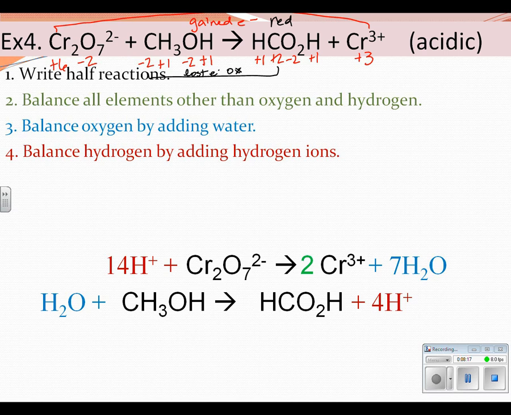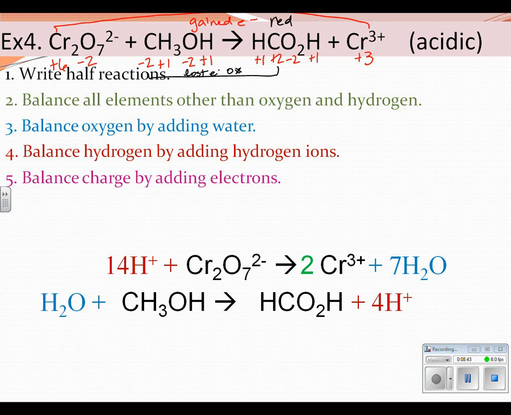So far, I've written the half reactions by figuring out what was reduced and what was oxidized. Then I balanced all the elements other than oxygen and hydrogen. Then I balanced my oxygens by adding water. And then I balanced my hydrogens by adding hydrogen ions. All right. So that's where I've gotten to so far. Now the next step is to balance the charges.